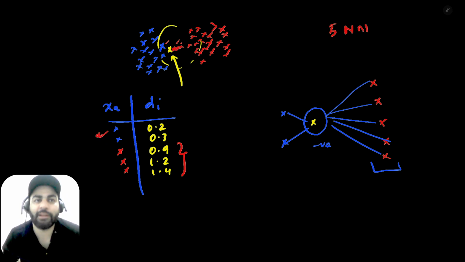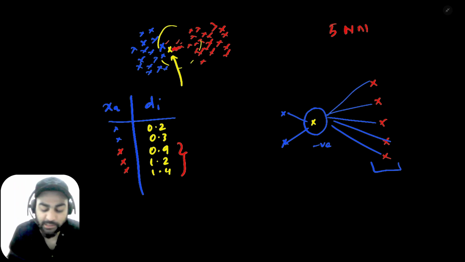Why? Because the blues are very close. There are only 2 points, but they have very small distances, 0.2 and 0.3. If you see these 0.9, 1.2 and 1.4, they are neighbors, but they are the farthest away. Okay, so this is the problem KNN has. We just found a problem with standard KNN.